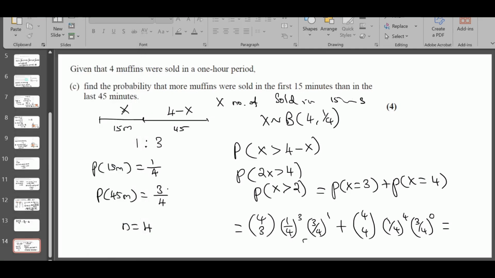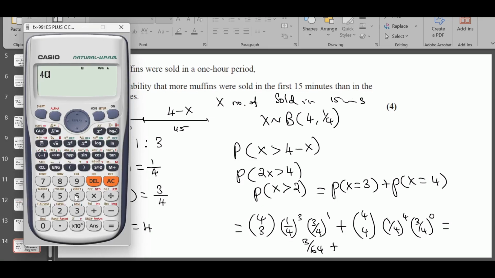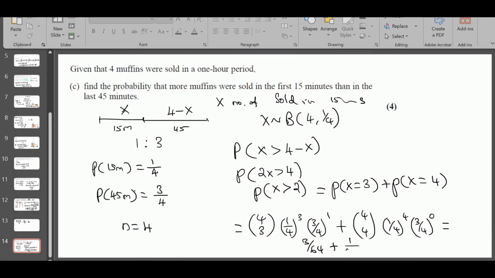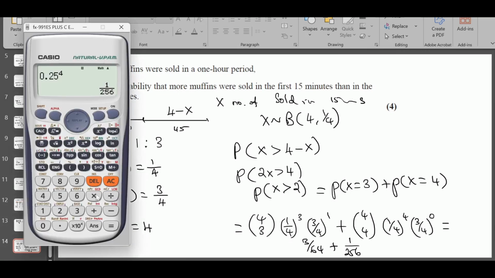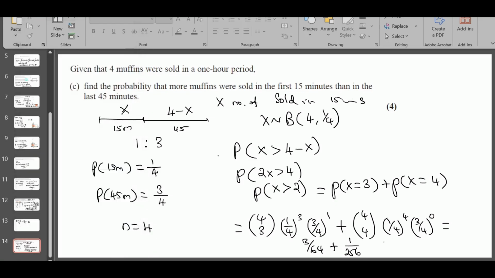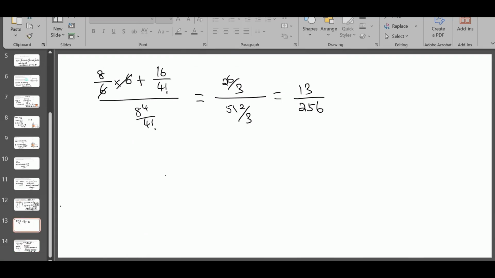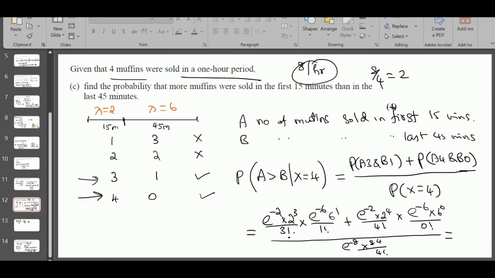That's 3 over 64, plus 4C4, that's 1, times 1 over 4 to the power 4, which is 1 over 256. So 1 over 256 plus 3 over 64. You get the same answer, 13 over 256, which is the same answer we got. So there are two methods. Whichever method you are comfortable with, you can apply. That's all.